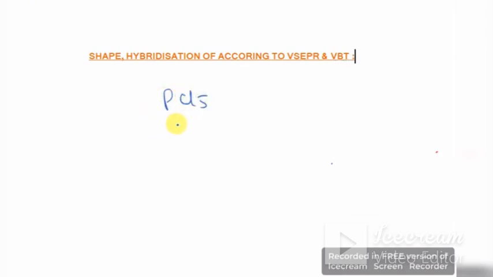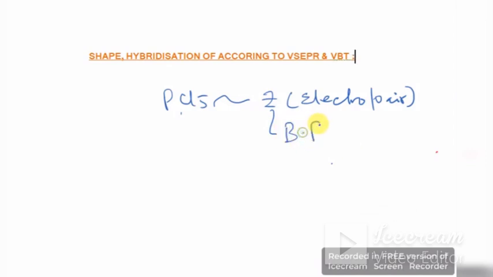PCl5. The preliminary thing is that first of all you have to know about the electron pairs, how many electron pairs are related to this compound, which is called Z, and Z is called electron pair. After that you have to know about bond pairs. This is written in short form, BP, bond pairs. And you should know about lone pairs also. This is LP.